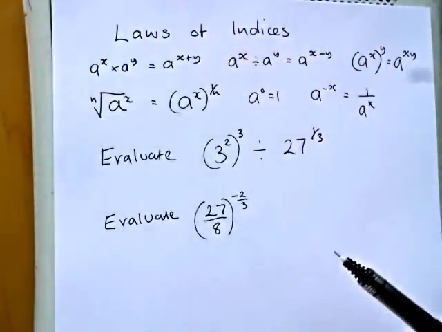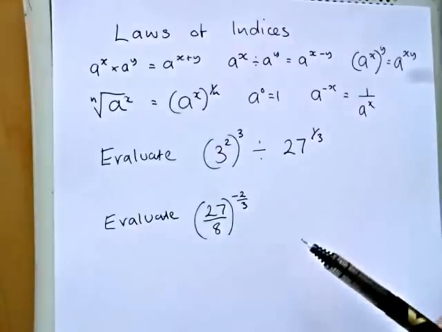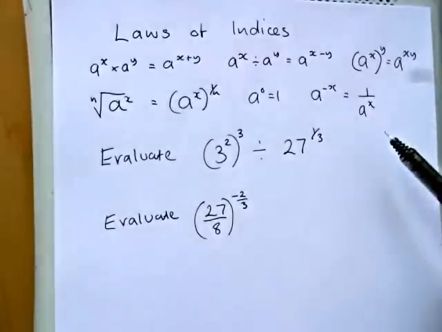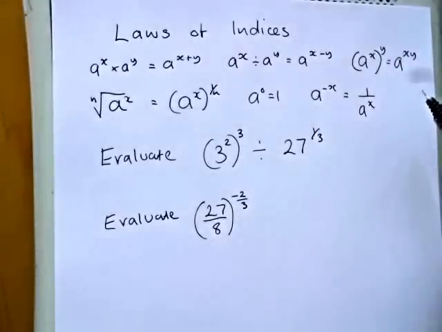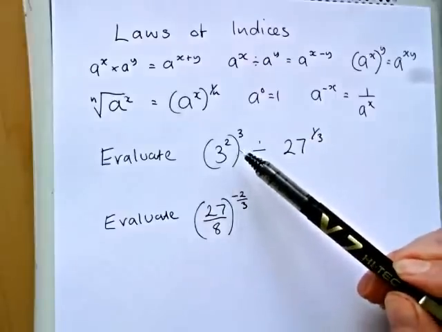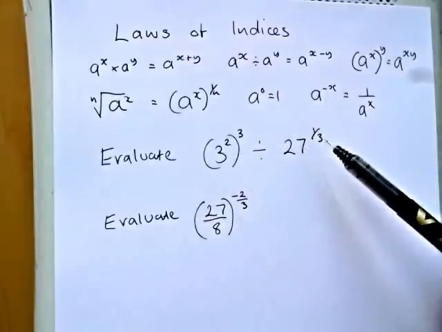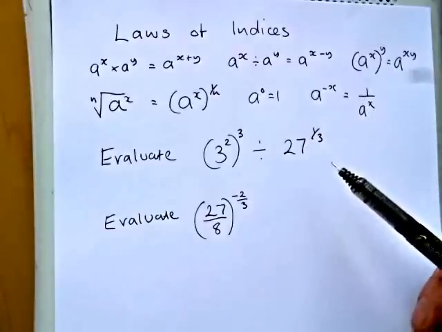So, some law of indices questions, and I've written all the laws of indices out so I can refer to which ones I use as I do the two questions. So the first question is asking me to evaluate (3 squared) cubed divided by 27 to the power 1/3. So we'll start with that.